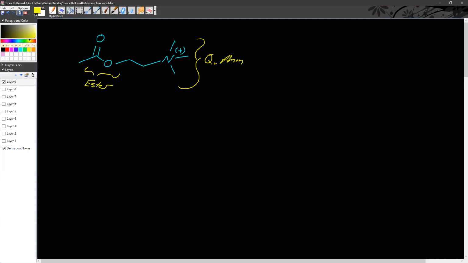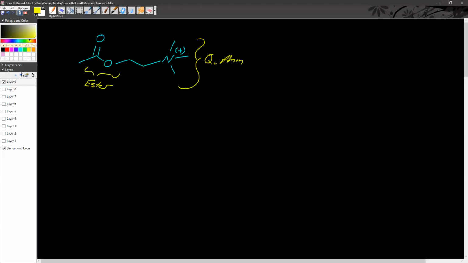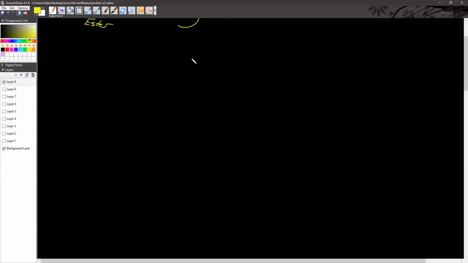So unlike the cholinergic drugs, which we talked about in the first MedChem exam 2 video, these drugs are going to the nicotinic receptors for skeletal muscle. So let's take a look. The first drugs that we're going to look at are called the ganglionic blockers.